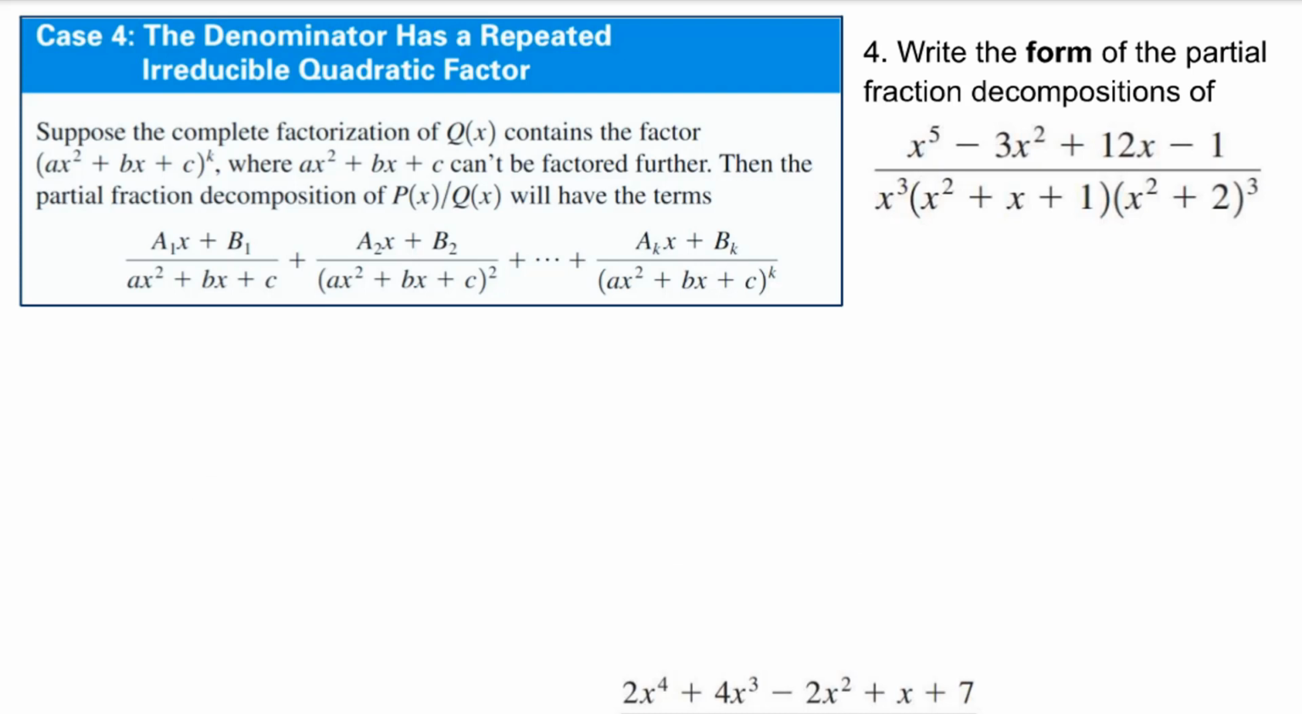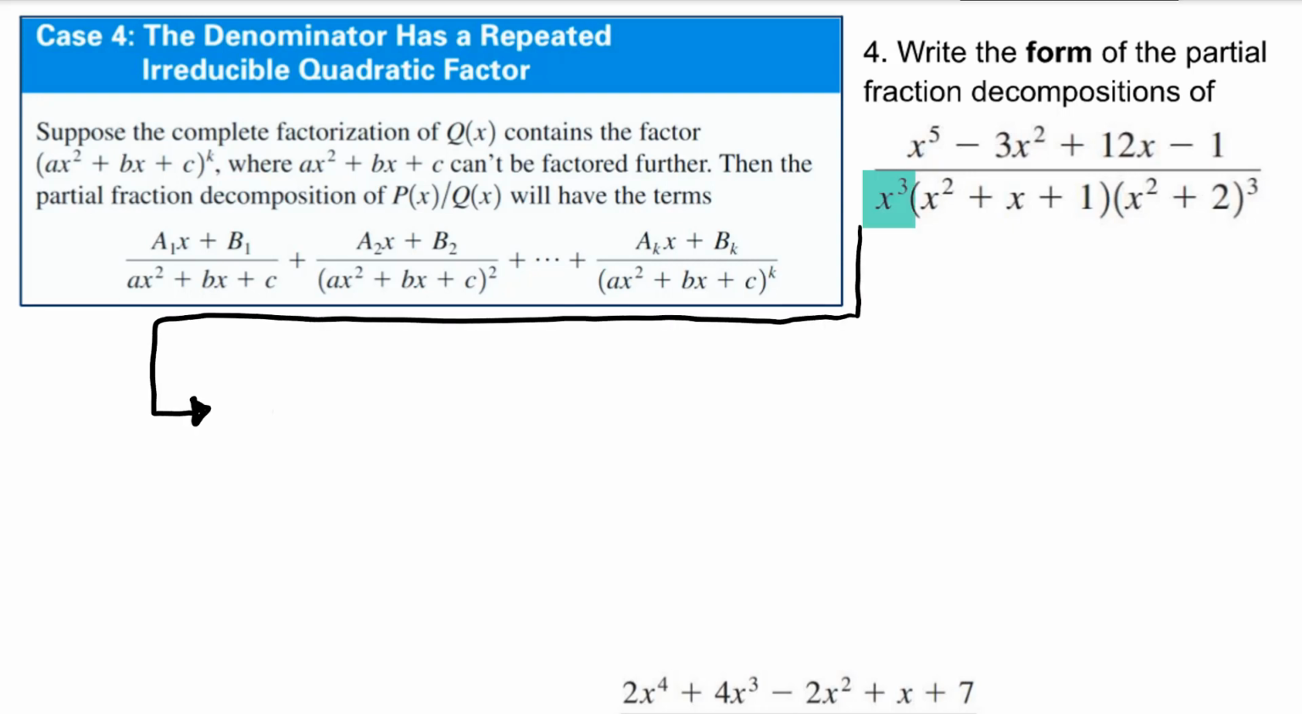Case number 4. The denominator has a repeated irreducible quadratic factor. Just like when we had a repeated linear factor, we will need just as many partial fractions to represent the multiplicity of the repeated quadratic factor. And any time the denominator is a quadratic factor, your numerator should take a linear form. Number 4, write the form of the partial fraction decomposition of this fraction.